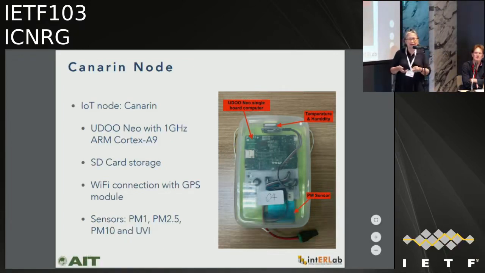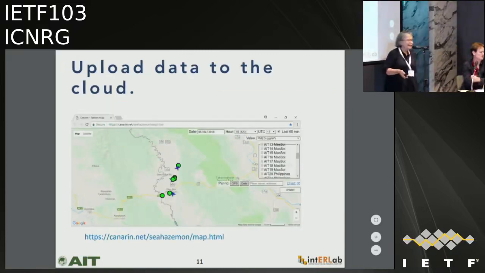Even when you don't have the network, you can keep the data and then upload it when you get a connection. Our node has a Wi-Fi connection, but we are putting LoRaWAN on this node at the moment. The sensors measure PM1, PM2.5 and PM10. Then we upload the data to the cloud, and we have a website that you can have a look at. The data runs all the time, 24/7. This is the URL.